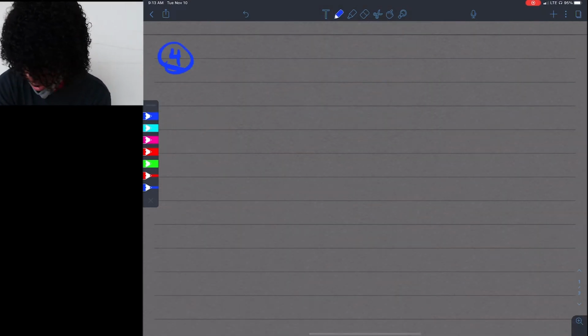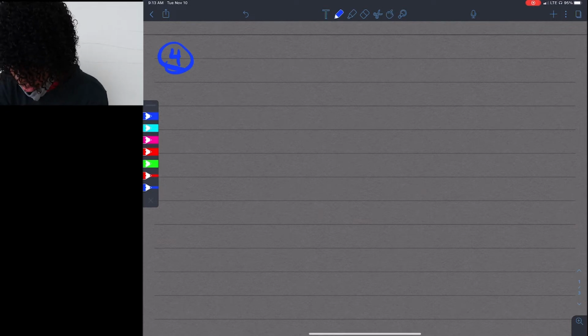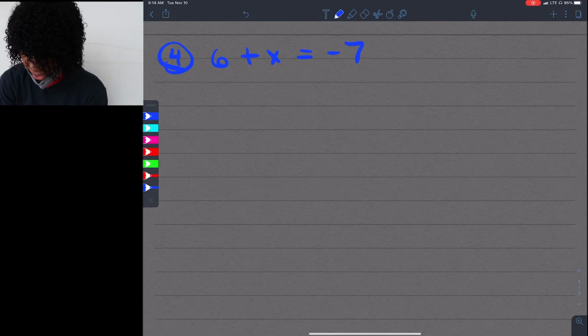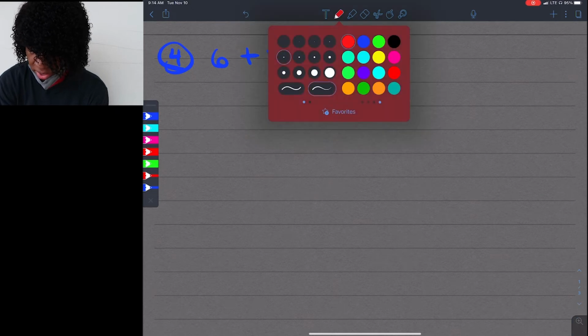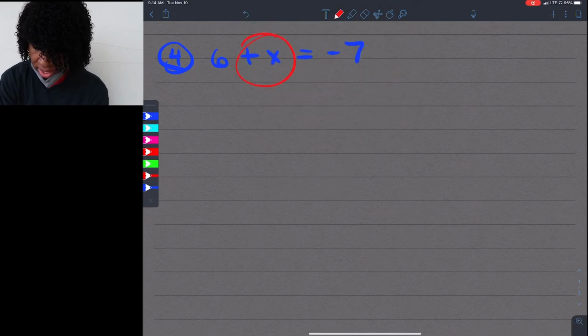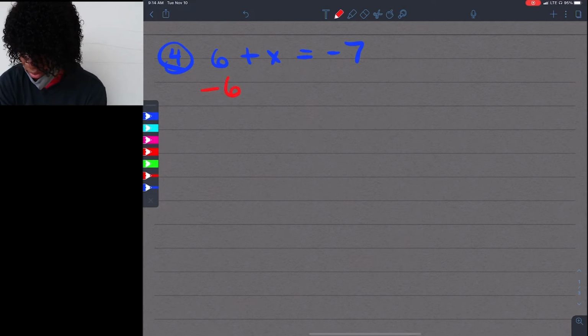All right, let's go down to your next one. Number 4. Let's do 6 plus x equals negative 7. Okay? So again, the goal is to get the x alone. I see that x has got 6 added to it, so I'm going to be looking to get rid of that 6. So I'm going to subtract 6 here and subtract 6 here. Boom.